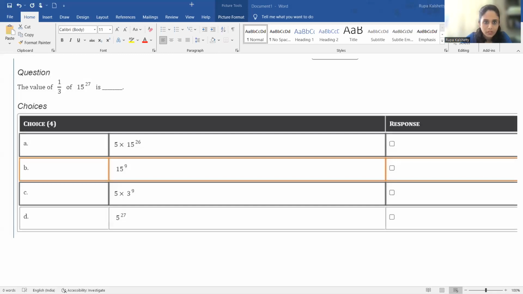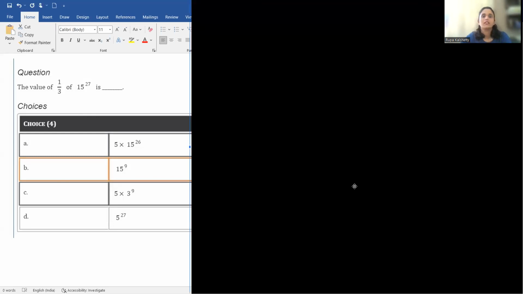Here we solve the question on the right side. You see the question on the left, and these are the options they have given us. Okay, let's solve it. Let's write down the question first.